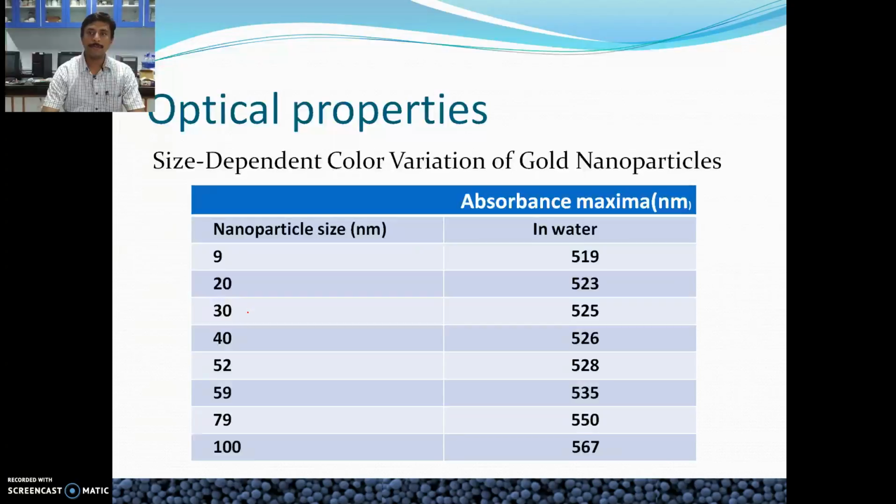For example, gold nanoparticles can exhibit different colors based on size. You can see the comparison between nanoparticle size and their absorption maxima for gold nanoparticle solution in water. They have varied absorption maxima.